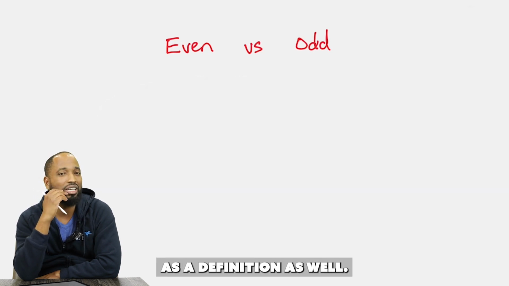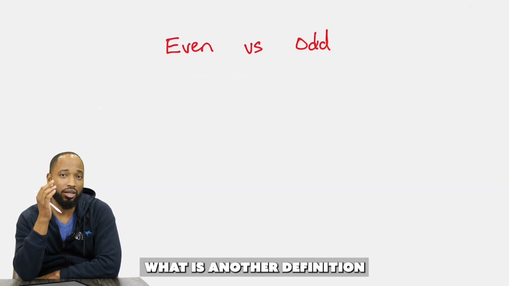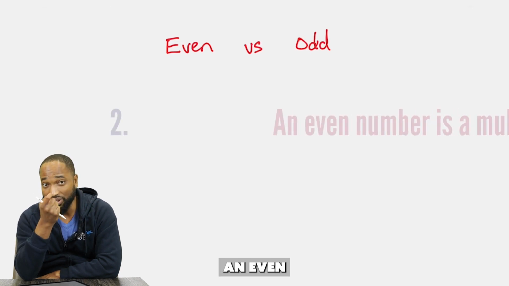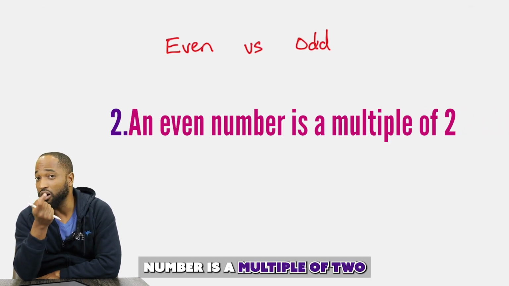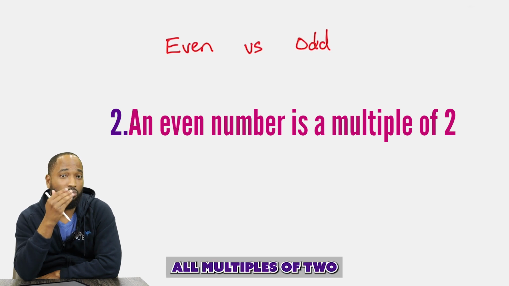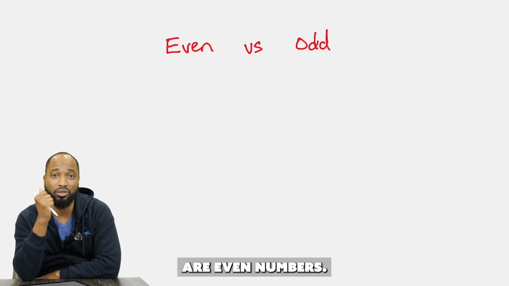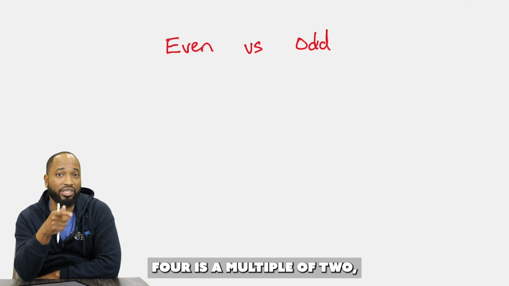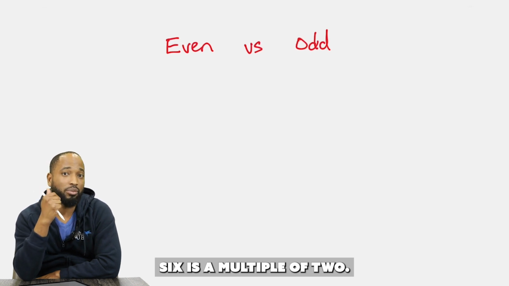You can think of that as a definition as well. What is another definition of even numbers? An even number is a multiple of 2. That's the next definition. All multiples of 2 are even numbers. 4 is a multiple of 2. 6 is a multiple of 2.